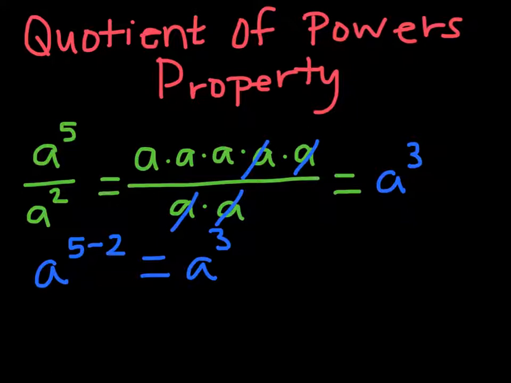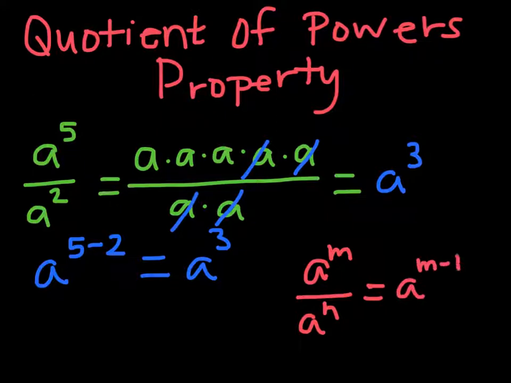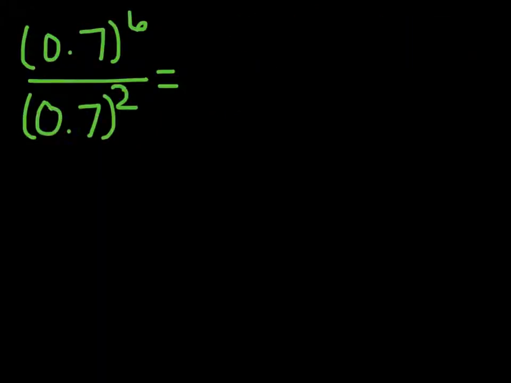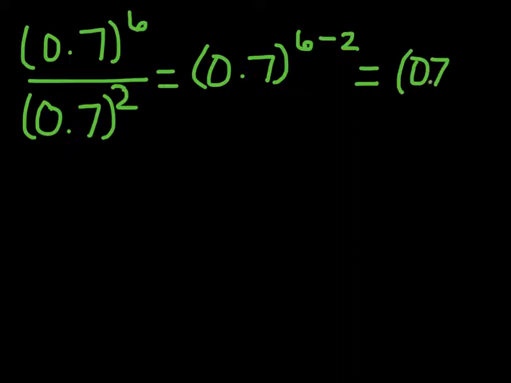To write this property in algebra, you would write a raised to the m divided by a raised to the n equals a raised to m minus n. This is the quotient of powers property. Let's go on to using this in some problems. Let's try this example. 7/10 to the 6th divided by 7/10 squared. We'll rewrite this as 7/10 raised to 6 minus 2, or 7/10 to the 4th.